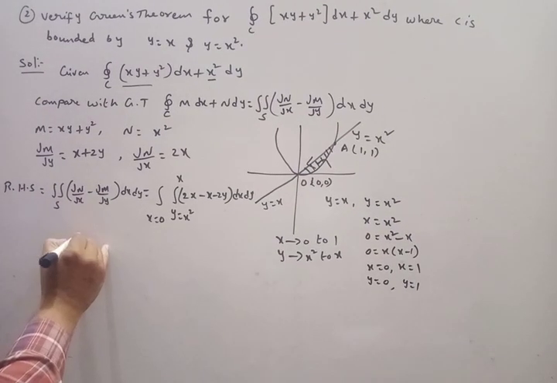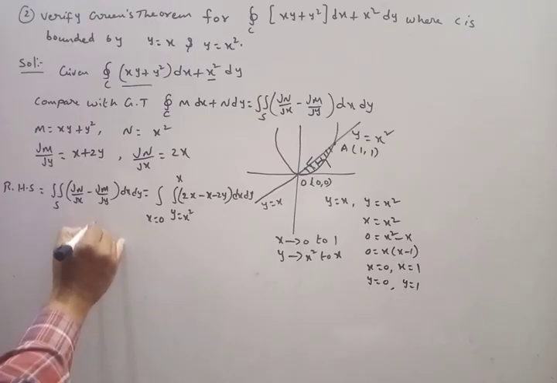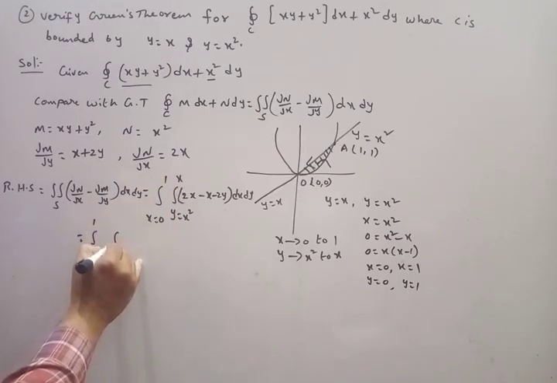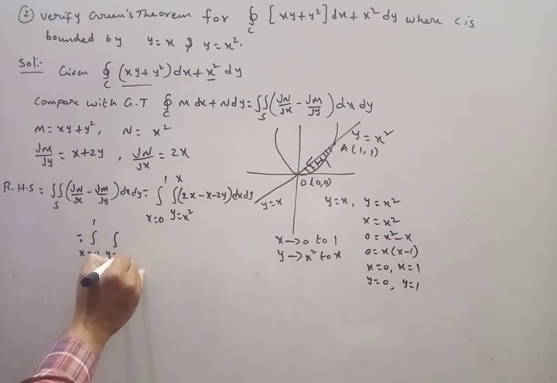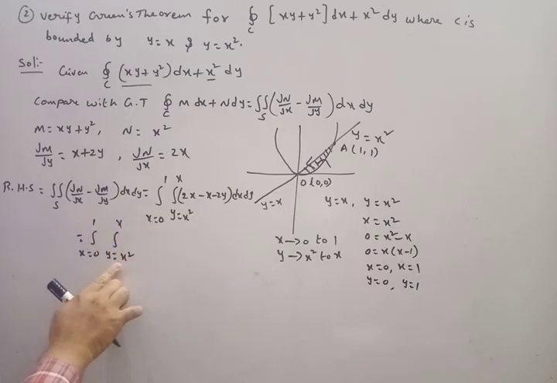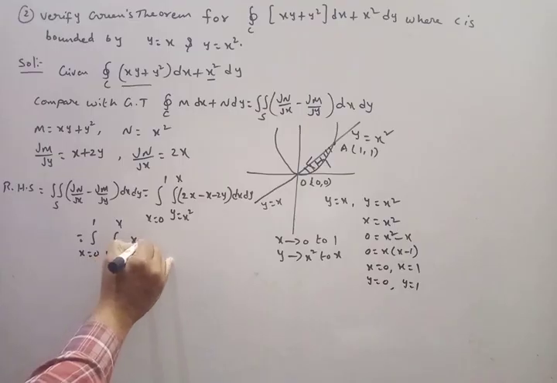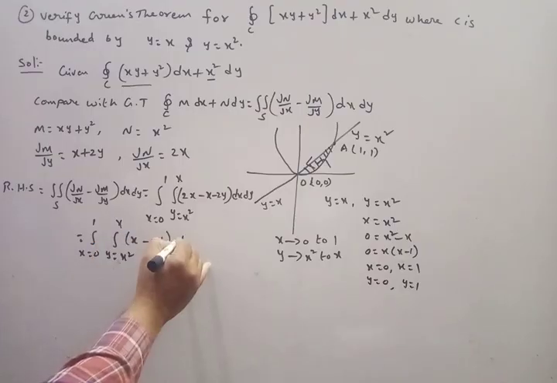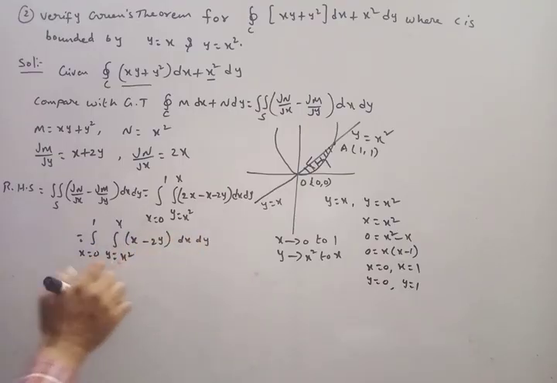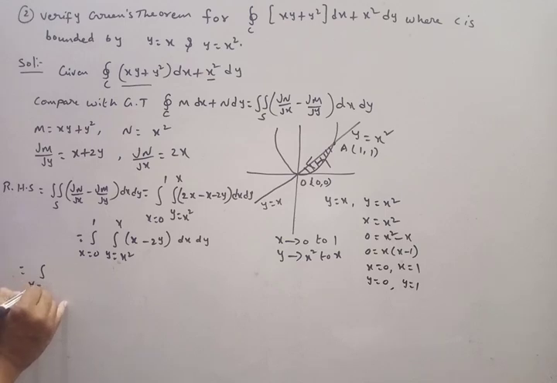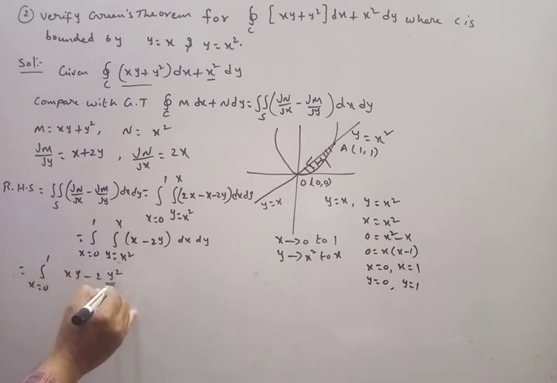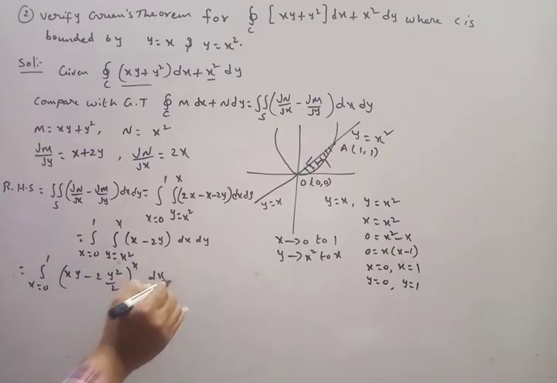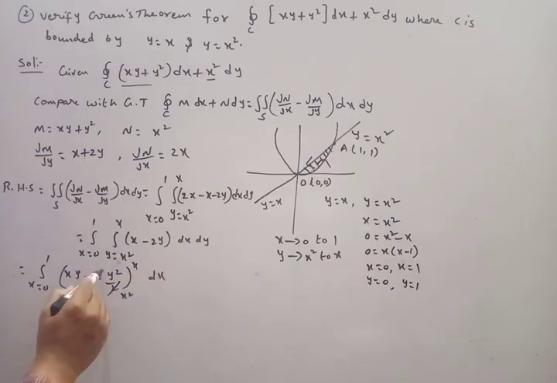So therefore this is equal to x is equal to 0 to 1, y is equal to x square to x. So what I get here, 2x minus x is x minus 2y into dx dy. So first integrate with respect to y. So x is equal to 0 to 1, x becomes xy, 2y becomes y square by 2. Limits are x square to x, dy is gone, dx is left. These 2 and 2 get cancelled.